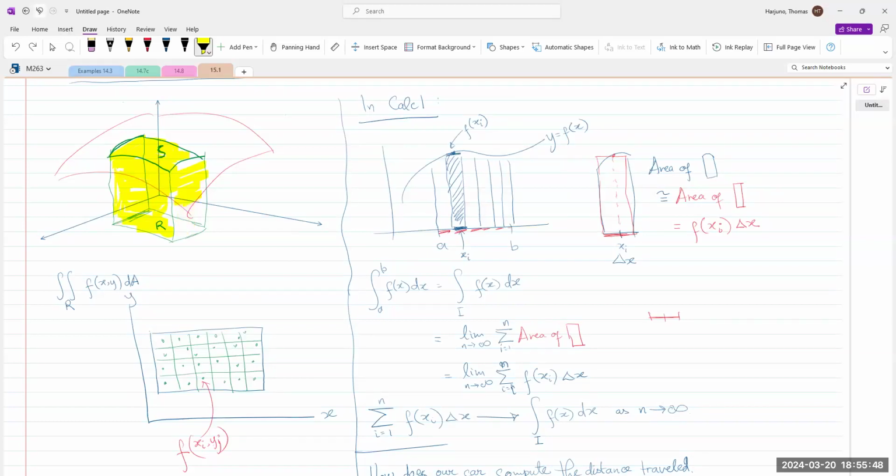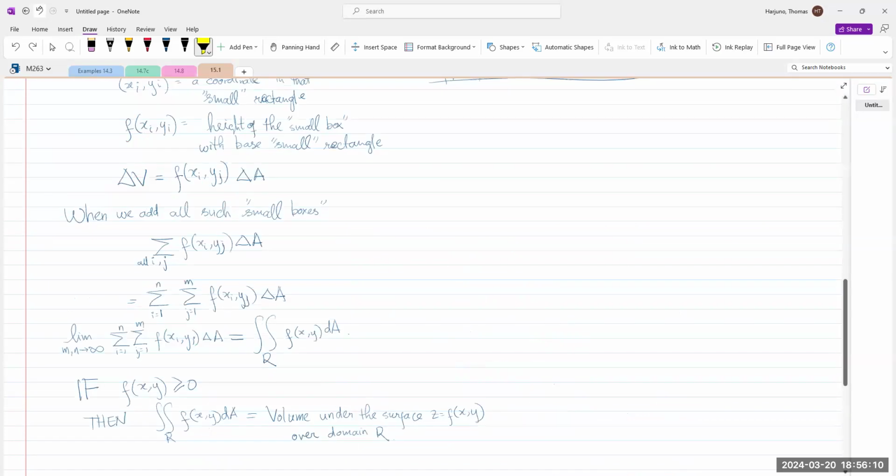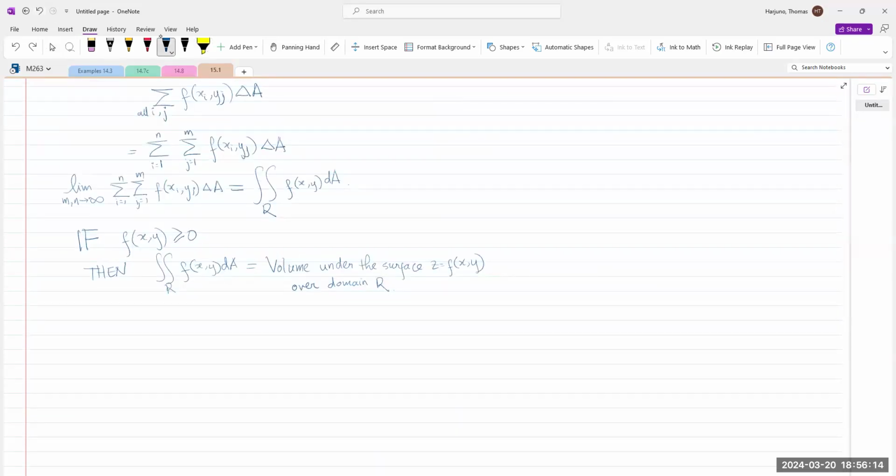Now, if we want to find the average value of the function over that domain R, then we basically divide the double integral, or the multiple integral in this case, by the area of the base. So the average value of f(x,y) over R is given by 1 over the area of R times the integral, times the volume.